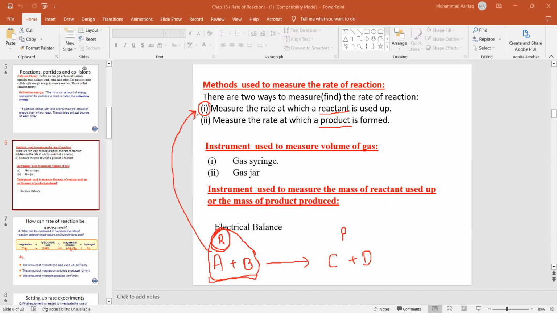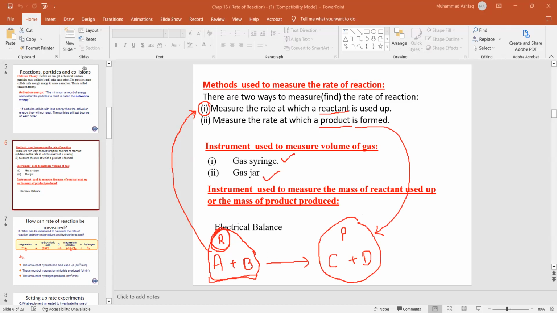Obviously the things that you use convert into product. The second thing is you can measure the rate at which the product is formed. Or in the second condition you can measure the amount of product that is formed, and you can easily find out the rate of reaction. The instruments used to measure the volume of gas are first the gas syringe and second the gas jar.